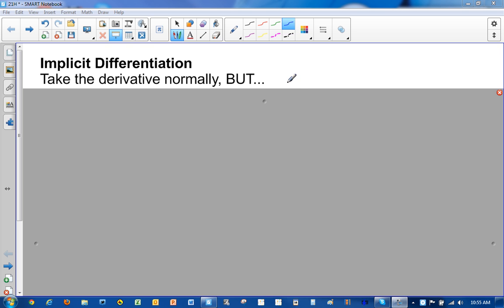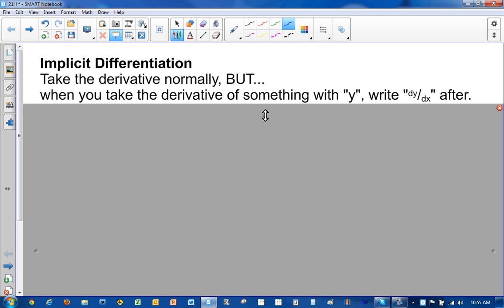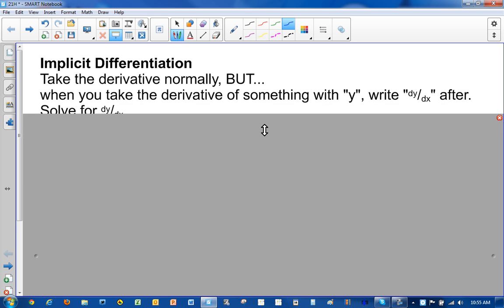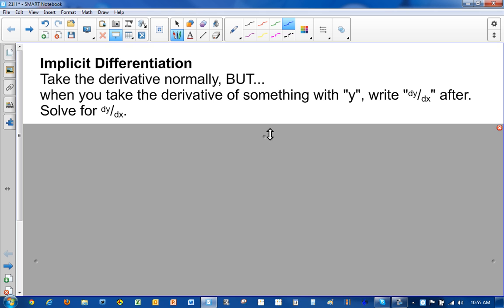So what we're going to do, it's just a little extra step that you have to remember when you're doing implicit differentiation. You're going to take the derivative normally, and there may be x's that you take the derivative of and y's that you take the derivative of. But there's one small thing. Whenever you take the derivative of something that has y in it, and whenever you're taking the derivative of the y part of that, you would have to write dy dx afterwards. All right? And then, so you're going to have some terms, and some of them will have dy dx in them and some won't, and you will solve that resulting equation for dy dx.